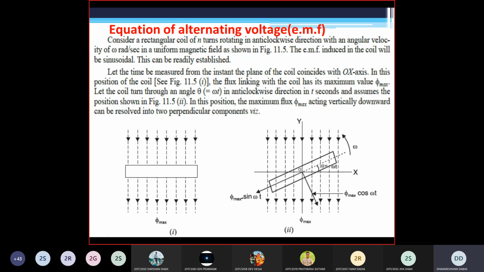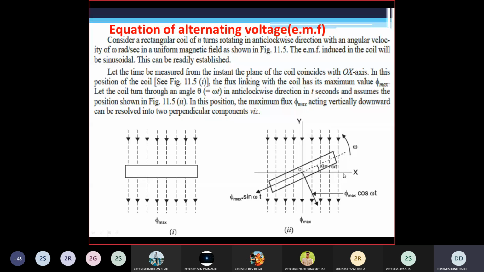Vertically downward direction, and that can be resolved into two components. One is a sine component and another is a cosine component. So suppose this is a reference axis of this rectangular coil. So the vertical component, this one, we call phi max cos omega t, and this horizontal component is called phi max sin omega t. Here omega t is nothing but this angle theta with respect to the x-axis.